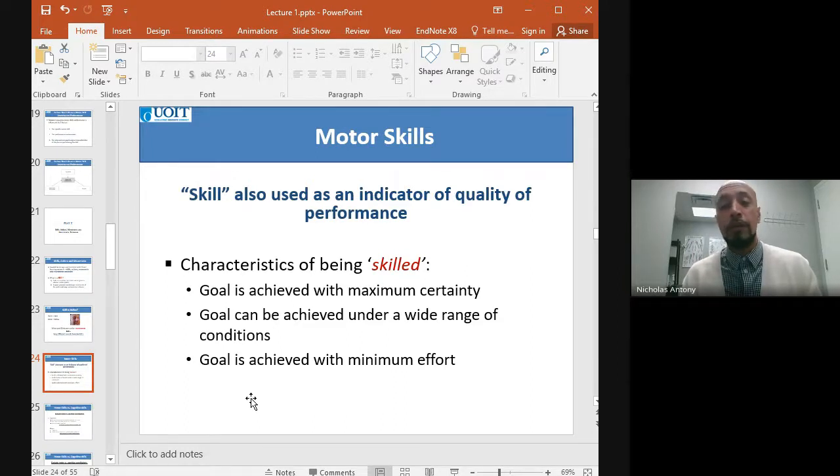LeBron. So LeBron, he's kind of old right now, but we'll talk about LeBron. LeBron would be a skilled athlete for basketball, and why? What are some of the characteristics? He is able to always achieve certain aspects of the sport with maximum certainty. He looks effortless. He's able to do it under a wide range of conditions. He's not the best shooter, but he can shoot and perform in clutch situations. He can do a jump shot if there's a defender, if he's fading away, if he's off balance. He breaks all them ankles.